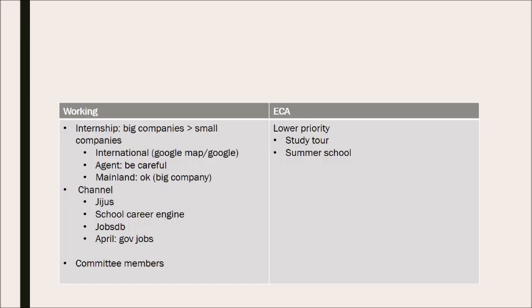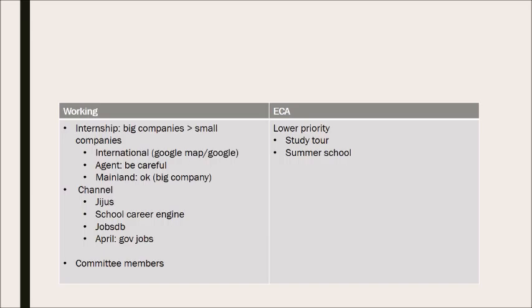But be careful of some agents, because sometimes people may upload internship jobs on some websites, but there may be extra cost for that. And there are loads of websites where you can find a job, like JIJIS, your school career engine, or JobsDB, and so on. I just want to remind you, April is the peak season for finding Hong Kong government jobs, so I think you may find some government jobs for your summer.